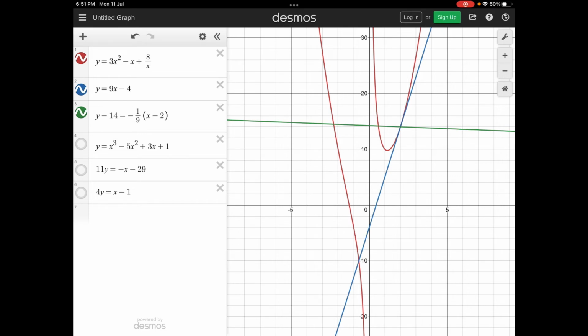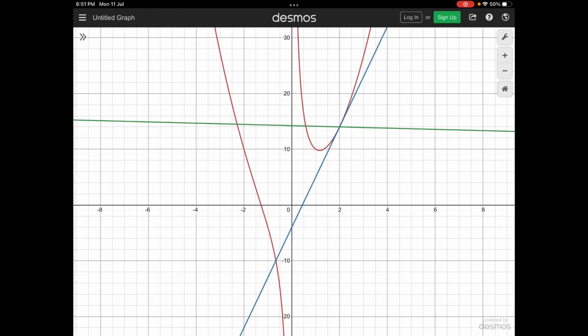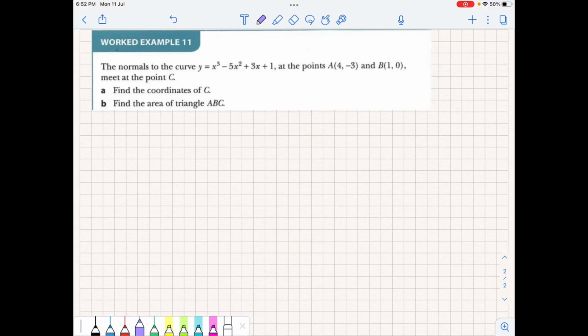Now it looks a bit off 90 degrees, mainly because I've changed the scale of the axes so that I can show more of the graph. But that is essentially what we've just found. We've found the two straight lines: the blue one is the tangent and the green one is the normal. Okay, let's hop to our next example.